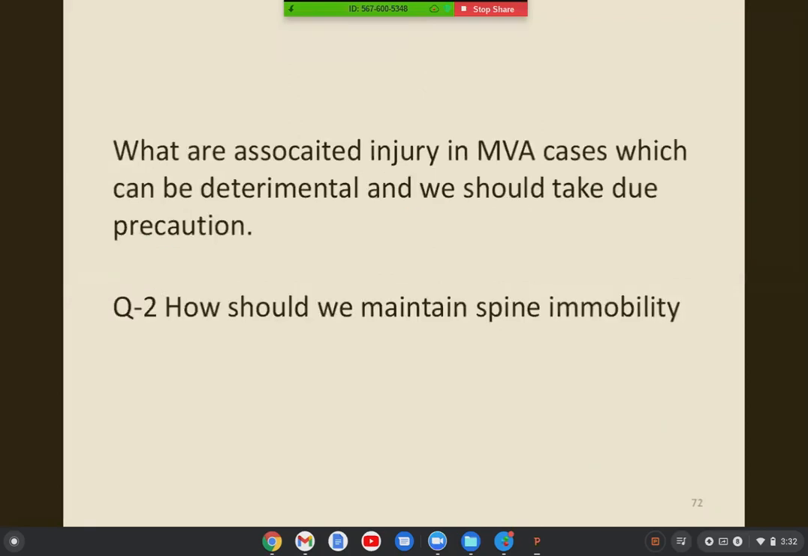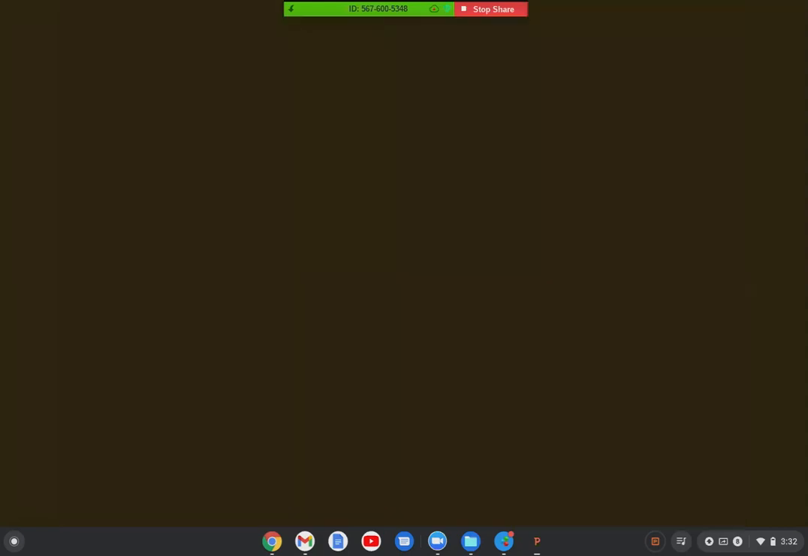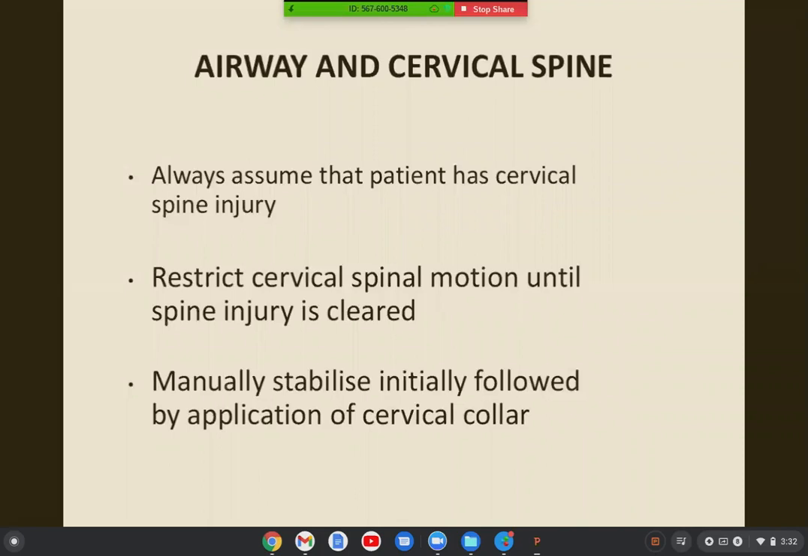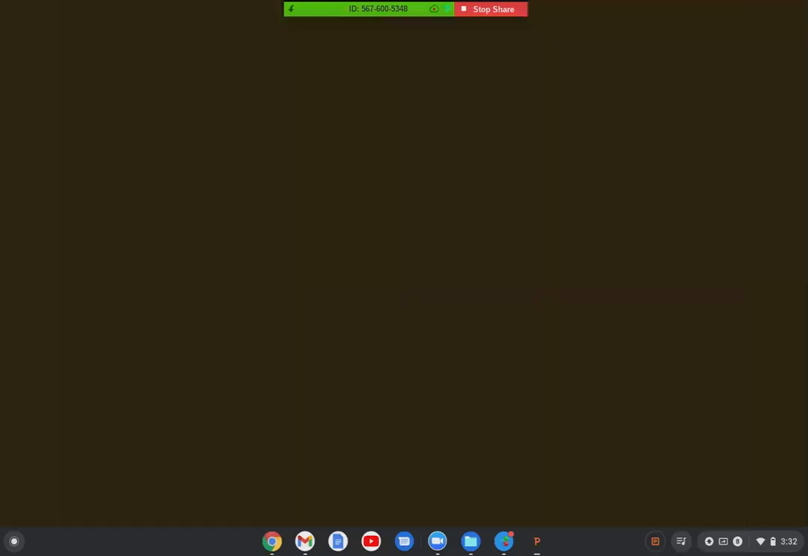What are the associated injuries in motor vehicle accident cases which can be detrimental and for which we should take due precaution? And how do we maintain spine stability? Always assume that a patient who had an injury has a cervical spine injury. Restrict cervical spine motion until the spine is cleared. Manually stabilize initially, followed by application of a cervical collar. On the group, I will share with you the video of how to do that.